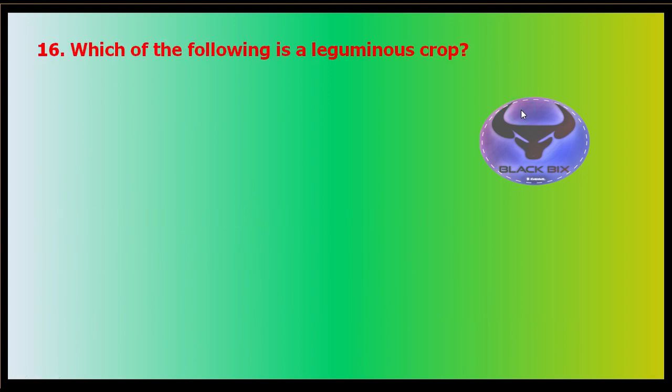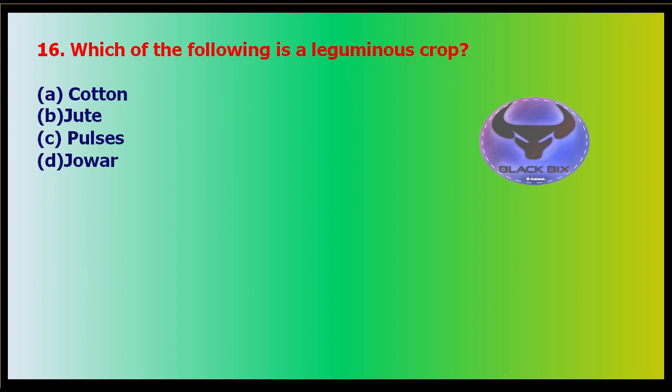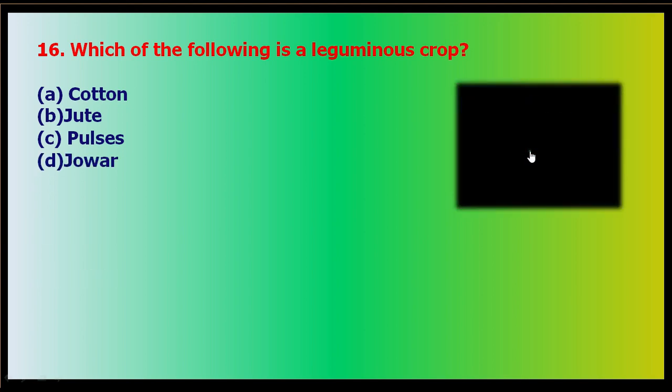Moving to question number 16. Question number 16 is which of the following is a leguminous crop? And your options are, I think you read it in the science. One is cotton, B is jute, C is pulses, and D is jowar. And your time starts now.